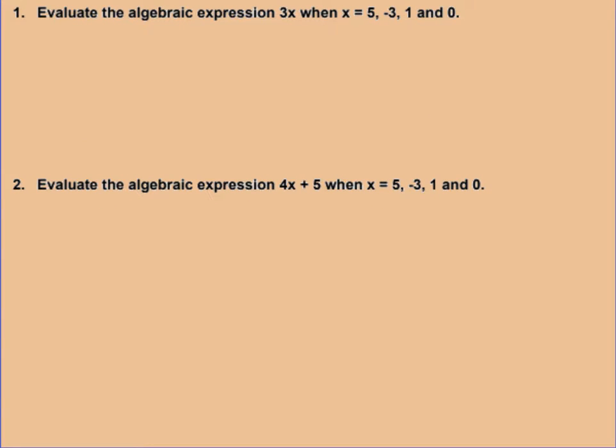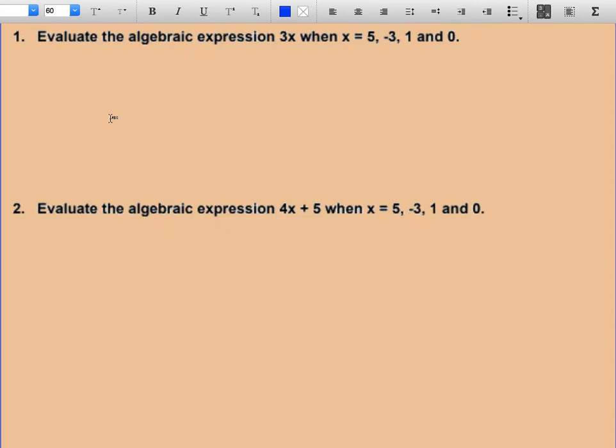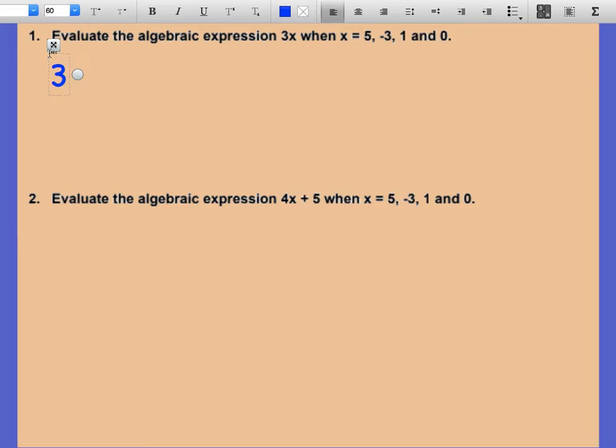So we start with some expressions where we have to substitute. The first one has us substitute for 3x when x equals 5, negative 3, 1, and 0. So there's essentially 4 parts to this. For each part, we're going to use 3, but then instead of x, we'll use 5 because that's the first value. 3 times 5, 15. For the next one, instead of x, we'll substitute negative 3. 3 times negative 3, we get negative 9.